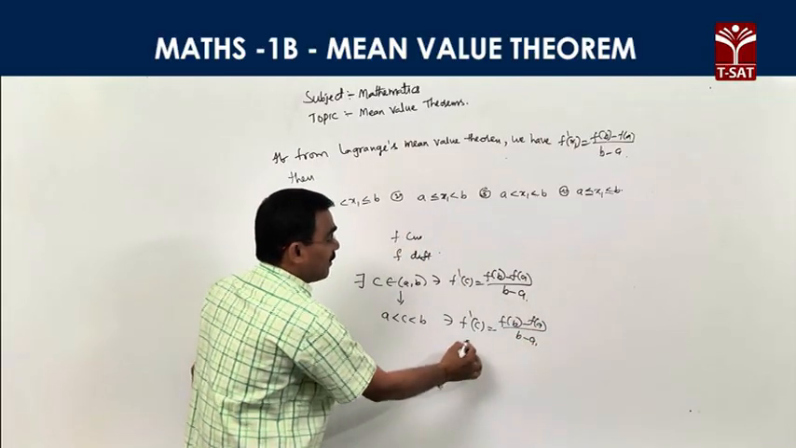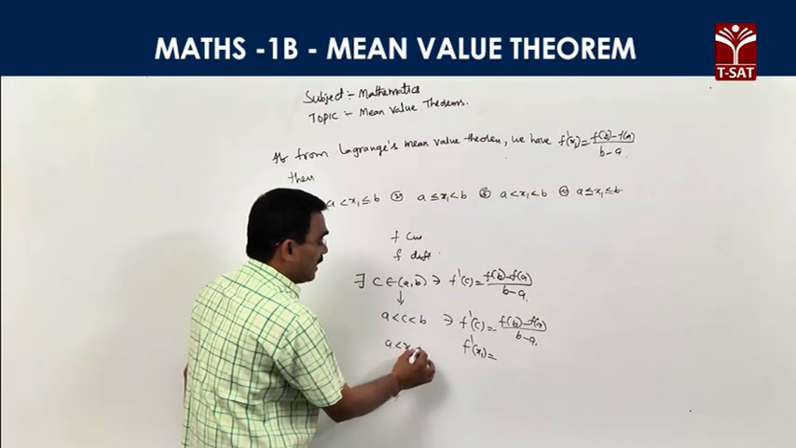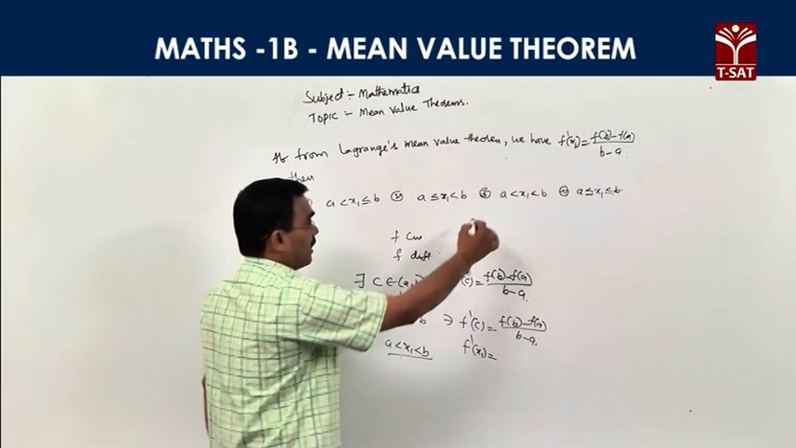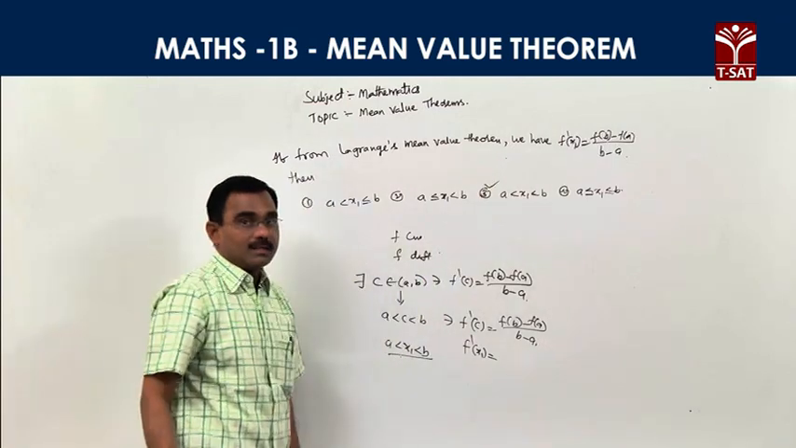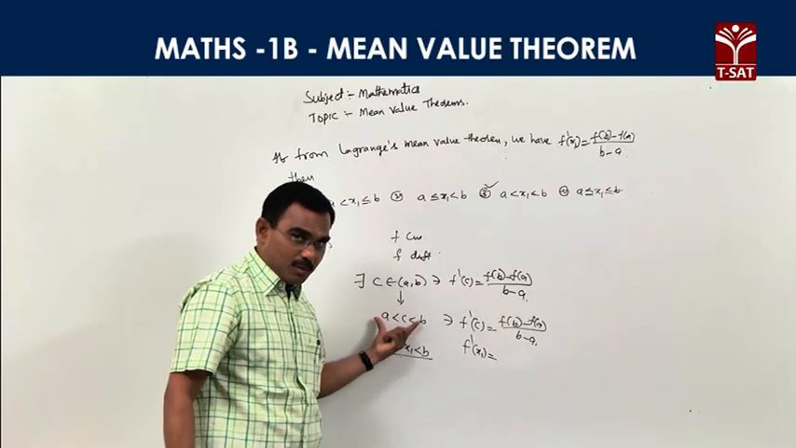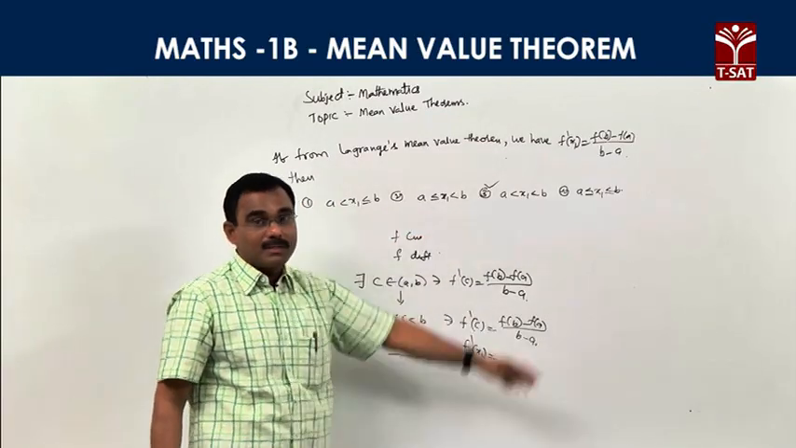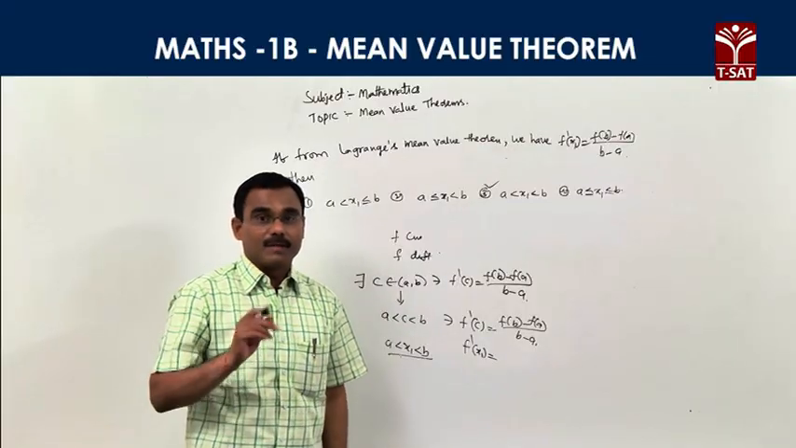According to our theorem, here it is f dash x1, and our x1 lies in the open interval a comma b. In Lagrange's theorem, f dash c always lies in the open interval a comma b. That's why our x1 lies between a and b, taken in the open interval.